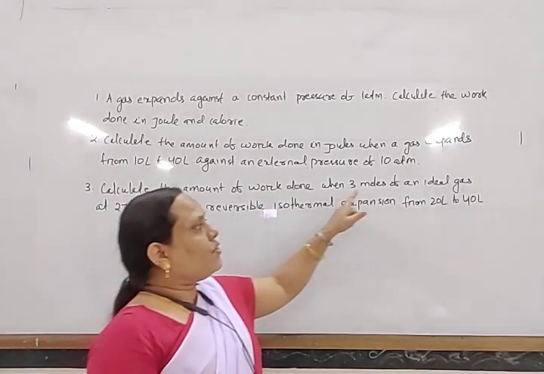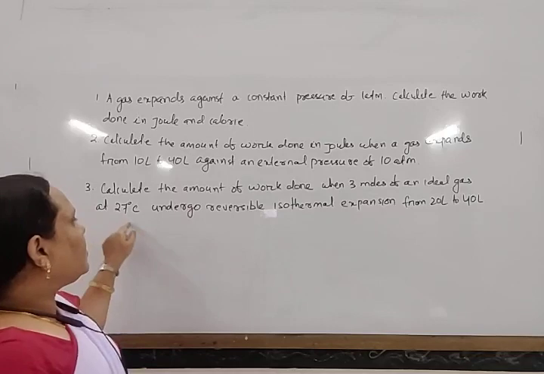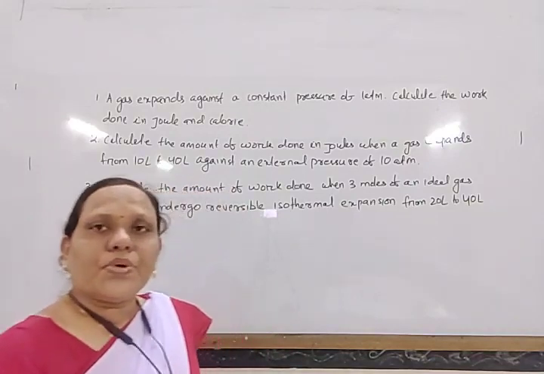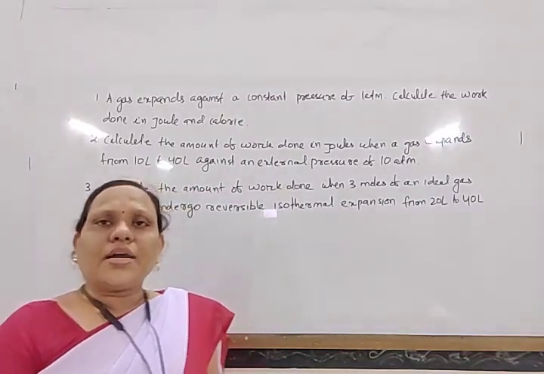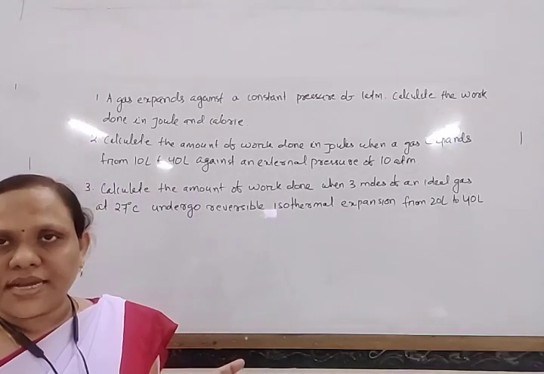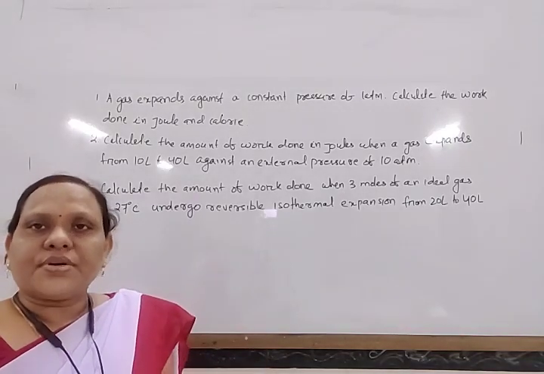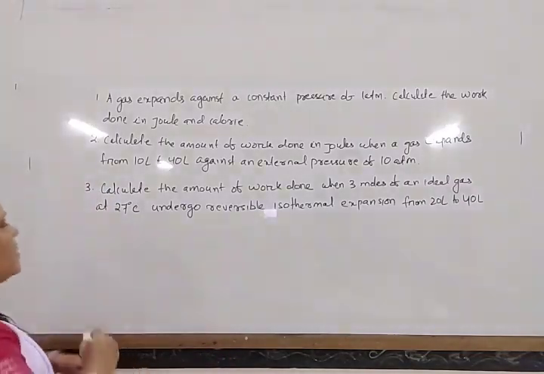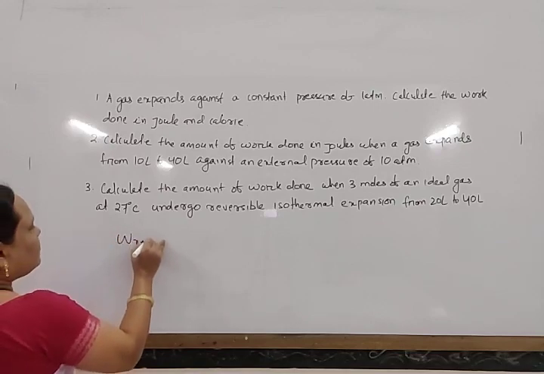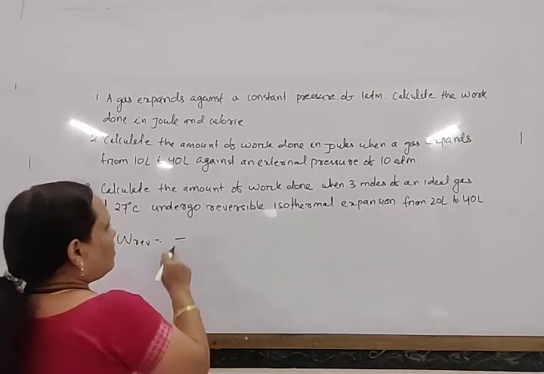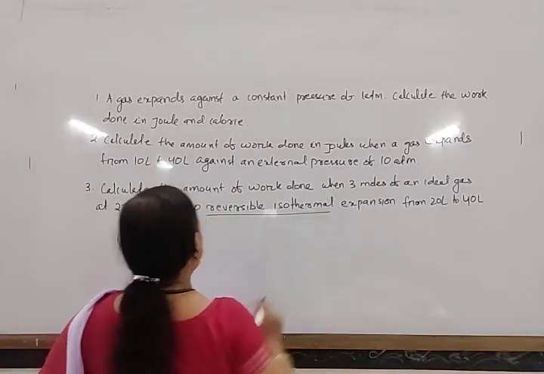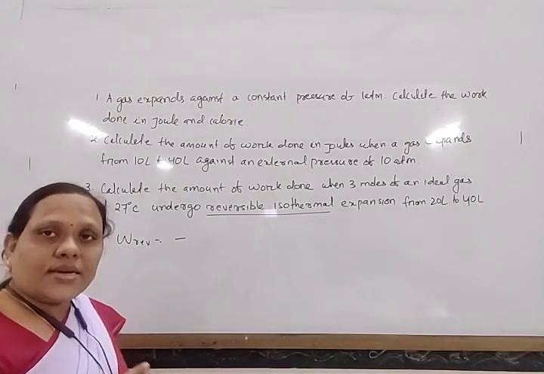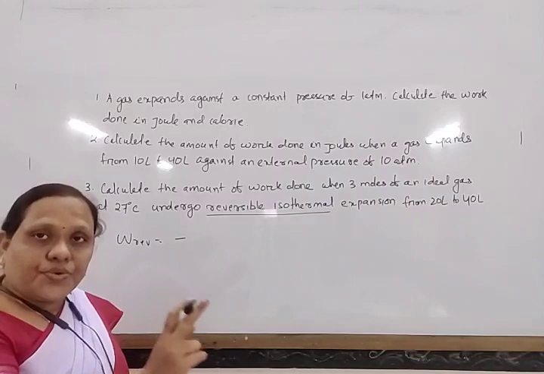Calculate the amount of work done when 3 moles of an ideal gas at 27 degrees Celsius undergo reversible isothermal expansion from 20 liter to 40 liter. So work done for expansion is given the negative sign, and for contraction there is the positive sign. This is the difference, but the magnitude is generally the same. So W reversible, isothermal, for that the formula is minus 2.303 nRT log V2 by V1.